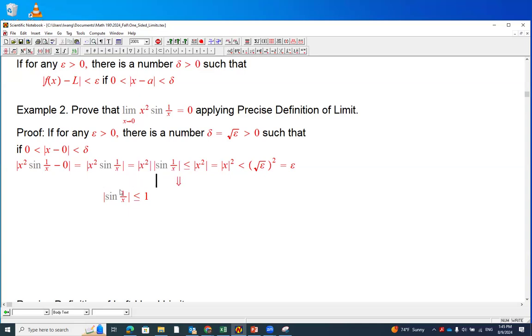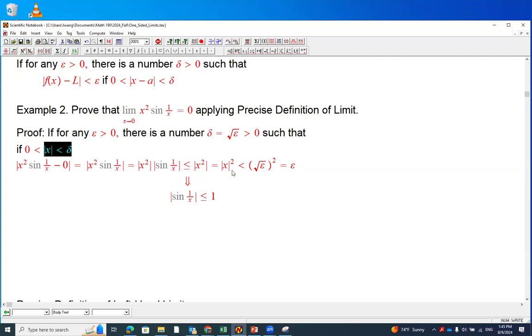And then on the next step, I drop the absolute value of 1 over x because it is replaced by 1, right? Anything times 1 stays the same. And then the absolute value of x squared is the same as the absolute value of x, then squared. Well, we know that the absolute value of x minus 0 is just the absolute value of x. You didn't have to subtract 0, I just put it to show you.